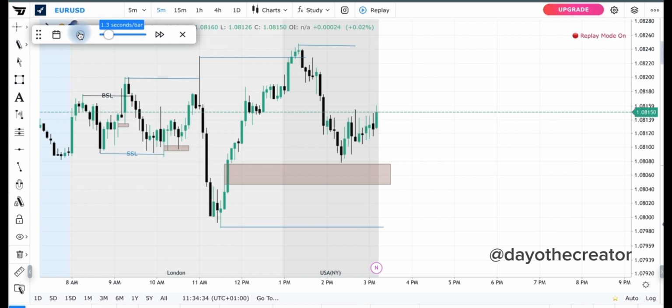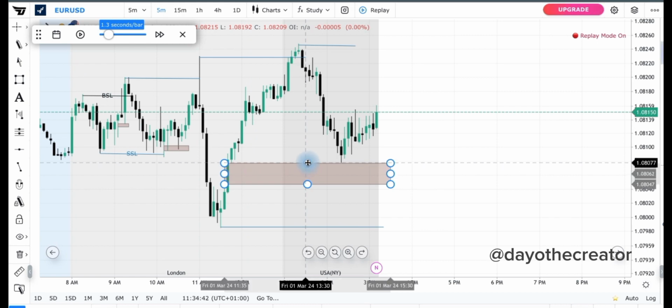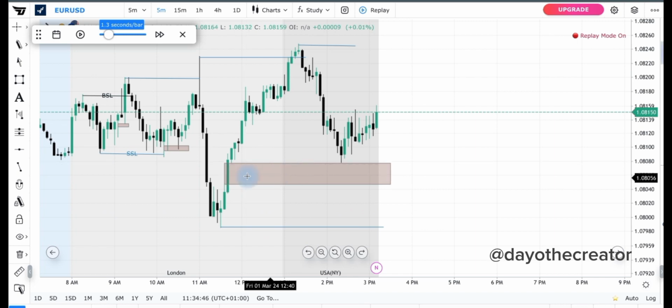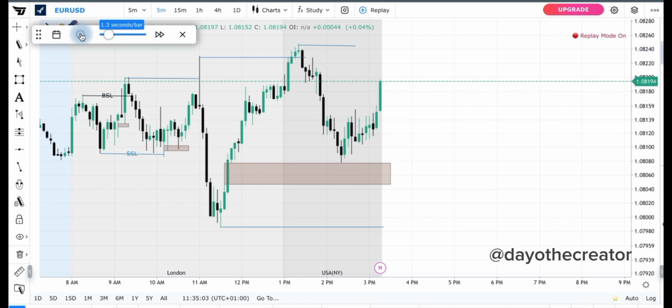As you can see, it seems like it's rejecting. But if you are an aggressive trader, since it has tapped a little bit into our fair value gap here, you can just decide to take the trade, then put your stop loss at the sell side liquidity. But if you are a patient trader, you can still wait and see whether it will tap into the fair value gap before going to the upside.